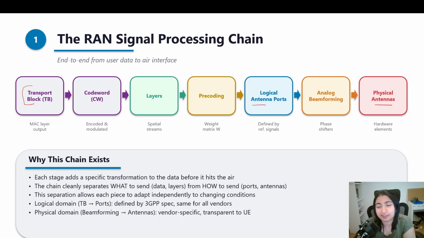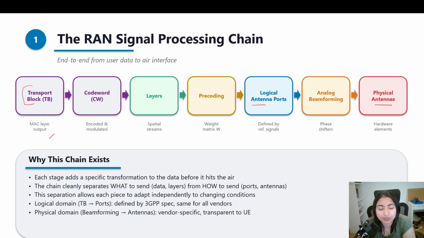To get an intuitive explanation of this RAN signal processing chain, let us think of this as a factory assembly line. Each stage does one specific job. Think of the transport block here as the raw package that needs to be sent over the belts in a factory, and then this raw package gets a label, a destination and sender address, and it is packaged into a code word.